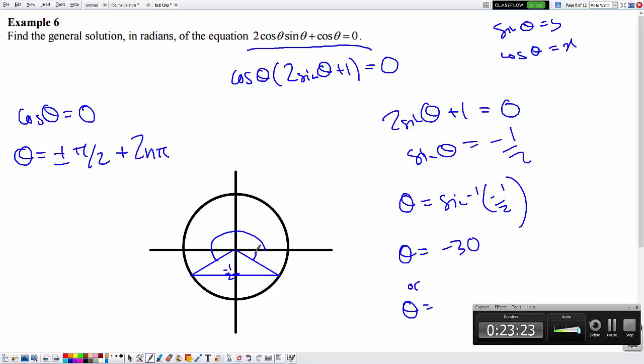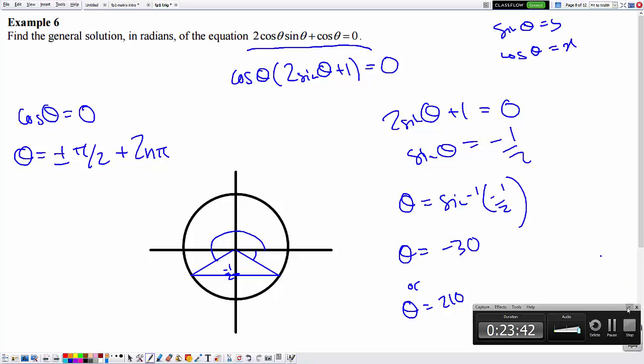Well, if that's 30, then that must be the other one. So let's go this way around anyway. You could go this way around if you want to and say, okay, that's minus 180, take away 30, so it's minus 150. Or you can say it's 180 plus 30. So 180 plus 30 is 210.